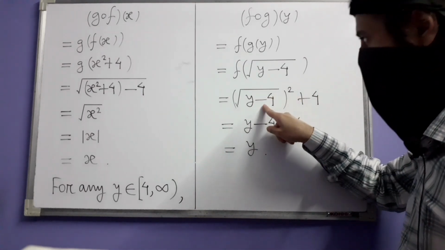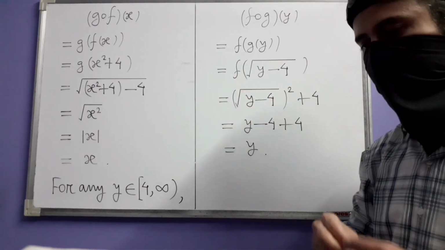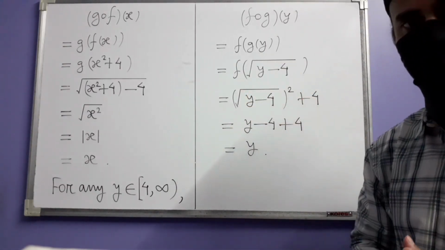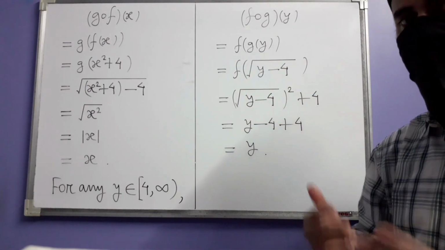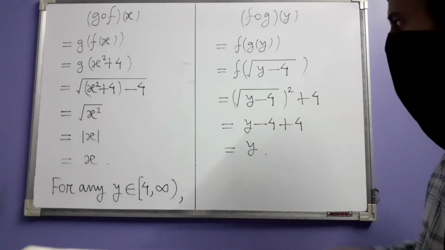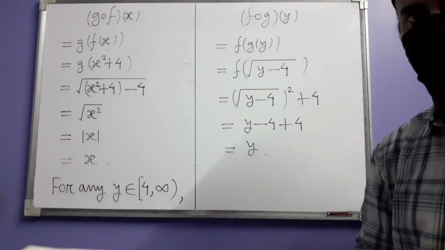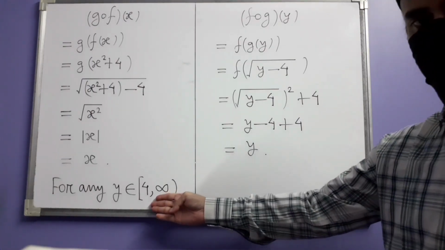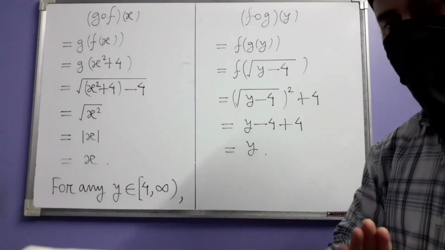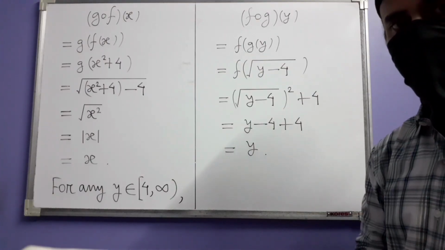Had it been negative, this square root would not have been a real number at all. It would have been a non-real complex number. And how do we know that y minus 4 is actually greater than or equal to 0? That is because y is coming from here. Y is greater than or equal to 4, so y minus 4 is non-negative.